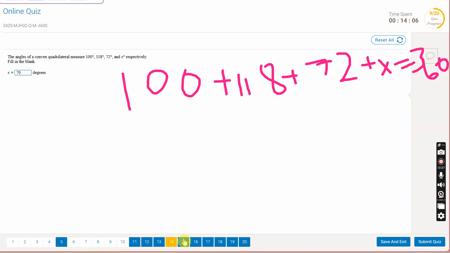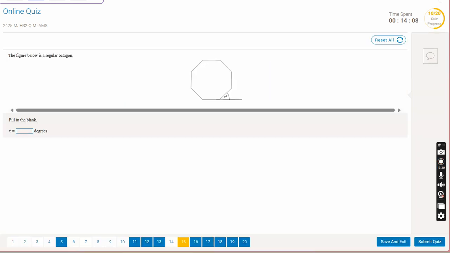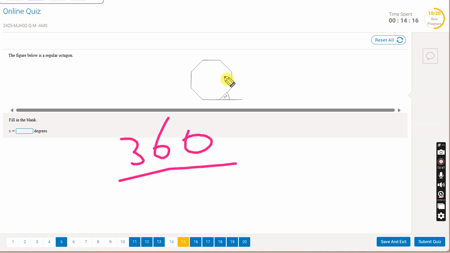I'm just doing the newer questions and some of the repeated ones. I apologize, I don't have time. So this one, again, the formula is 360 divided by the number of sides. The number of sides is 8. So what is the exterior angle? 45.